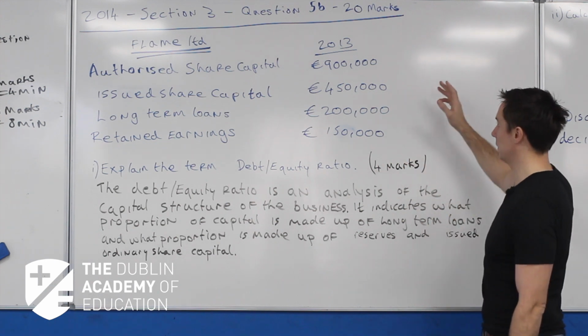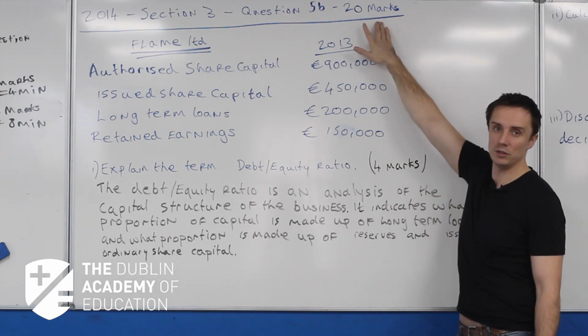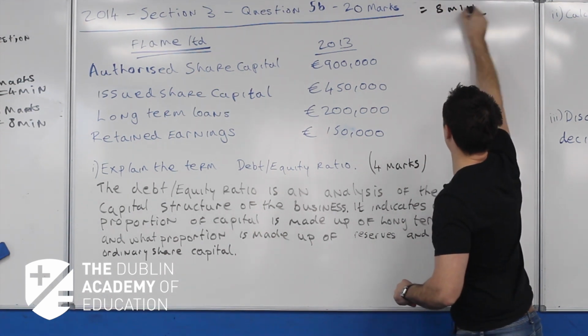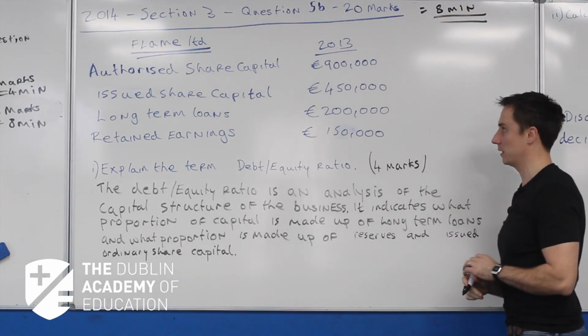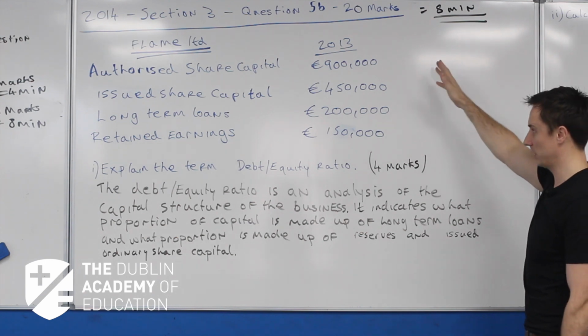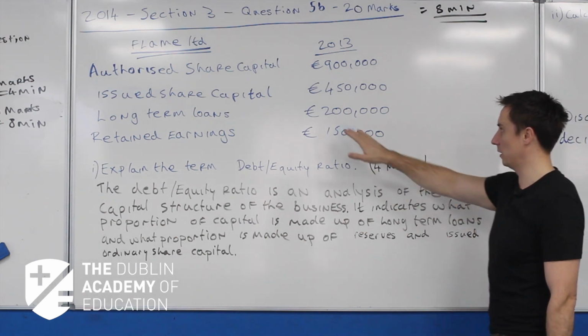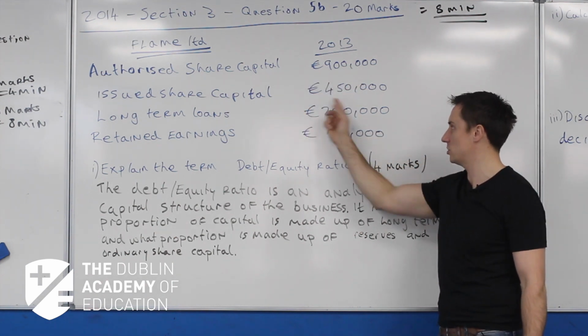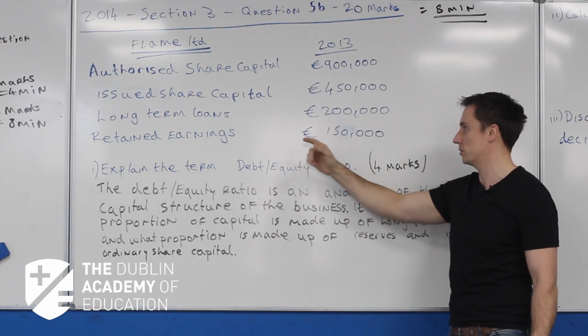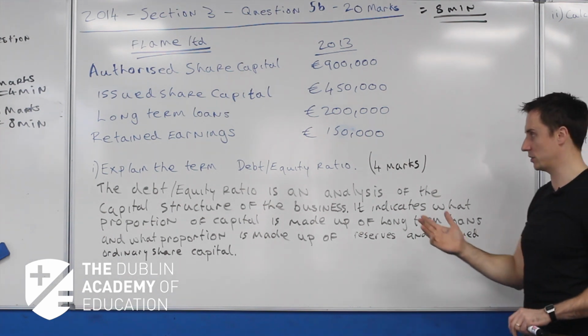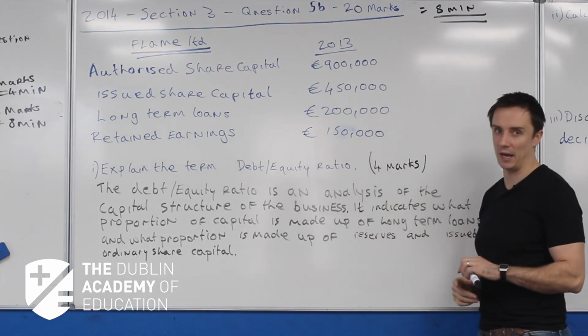So if you see it here, first thing to look out for: 20 mark question, you've got 8 minutes to do it. The time management there is very important, but that's fine. So 20 marks, 8 minutes. What they've done here is give us this information for Flame Limited. They've told us their authorised share capital is 900,000, issued shares 450, long-term loans 200, and the retained earnings is 150,000. First part of the question is the definition for the debt equity ratio.